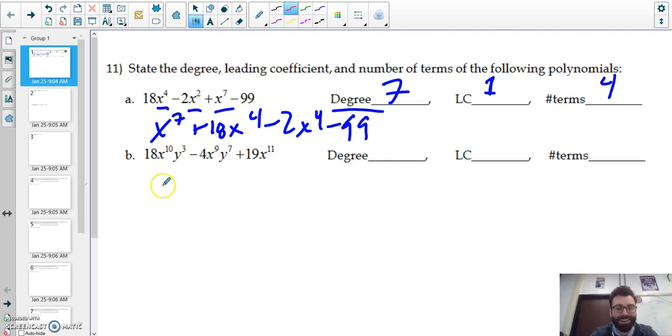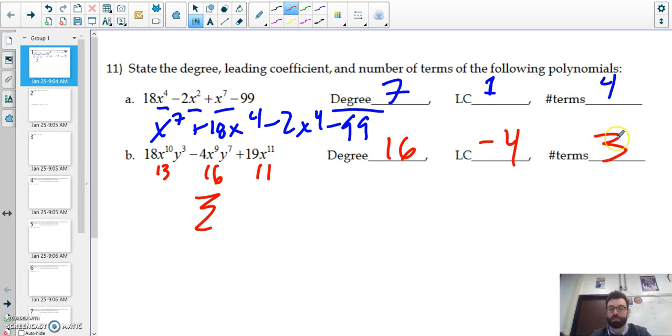Here we go. So what is the degree here? Remember, if I have 2 variables in a term, I need to add their exponents. So my degree in this term is 13. Add the exponents here, my degree is 16. And here it's 11. So the degree of the polynomial is 16. The leading coefficient comes from the term with the highest degree. The highest degree is here, so my leading coefficient is -4. And there are 3 terms.